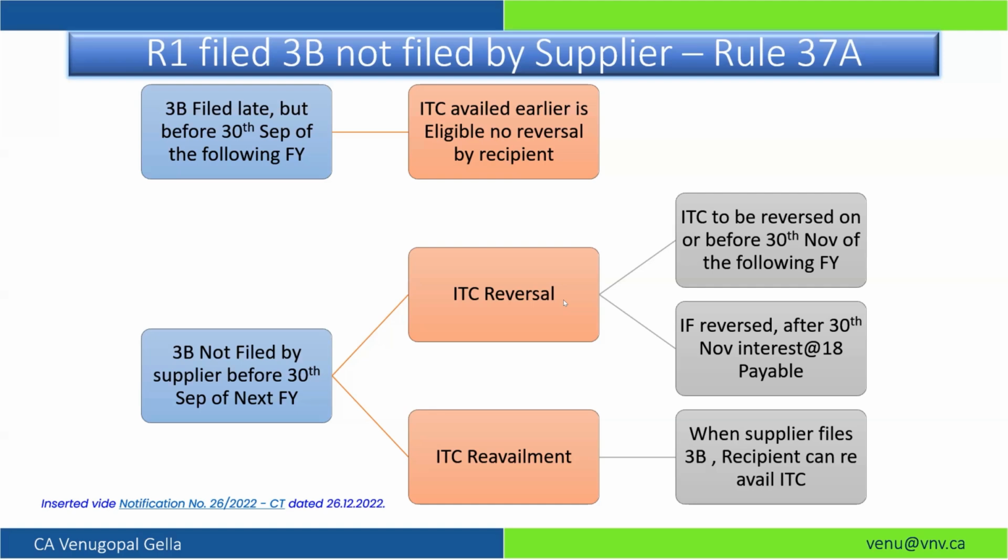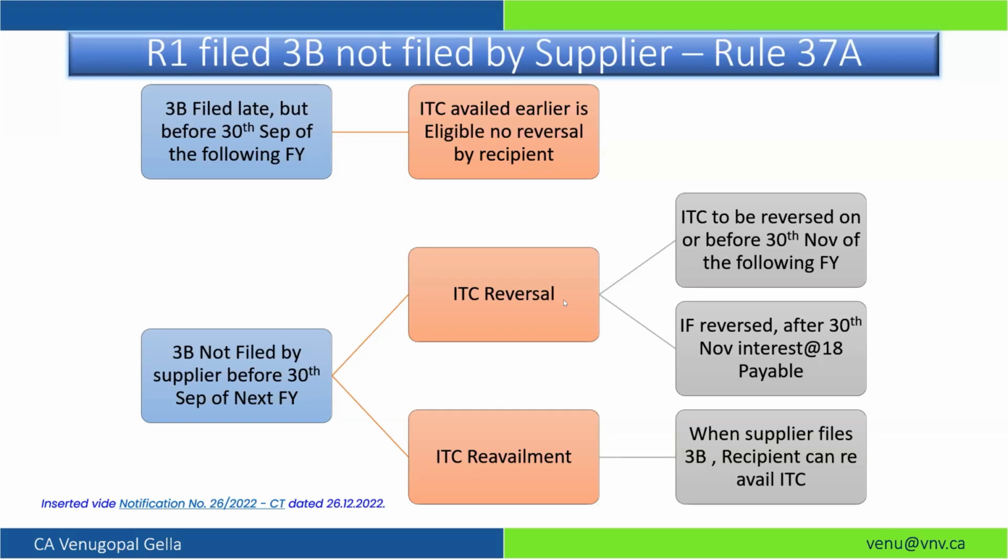Once you check that the supplier has filed 3B, well and good. Even if he has filed late, no issue. If 3B is filed late but before 30th September, no issue. That's what Jagadeesh has mentioned. So it's important now, for all the vendors from whom you have taken input tax credit, to check GSTR 2B period by period. Let's say you have made purchases from a supplier for the whole of 12 months. You have to ensure that the supplier has filed all of the 12 months.